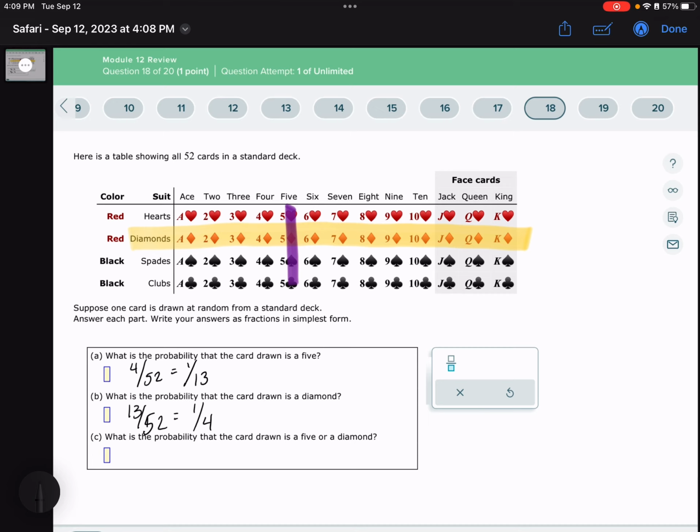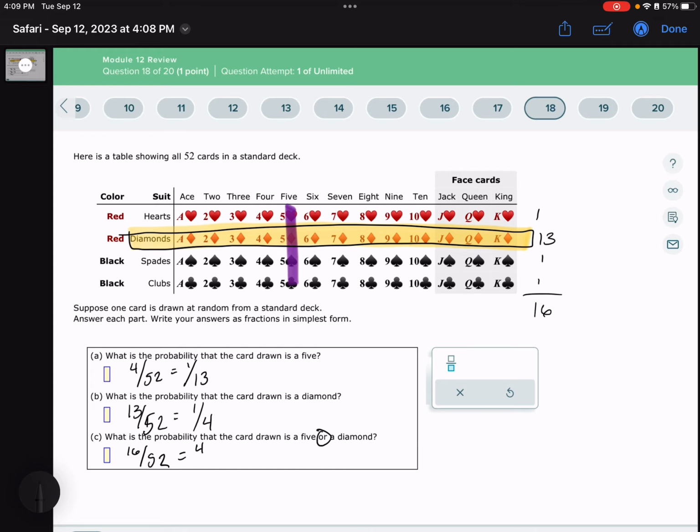Then the last one is a 5 or a diamond. So I already counted 13 in this row, but there's another 5 here and another 5 in each of those. So if I add that together, I'm going to get 16 out of 52. And when we simplify that, we will get 4 out of 13.